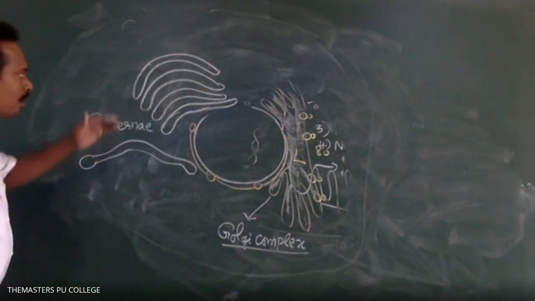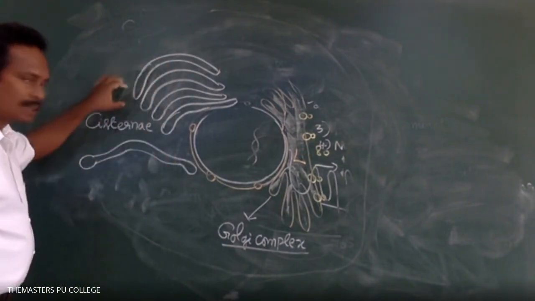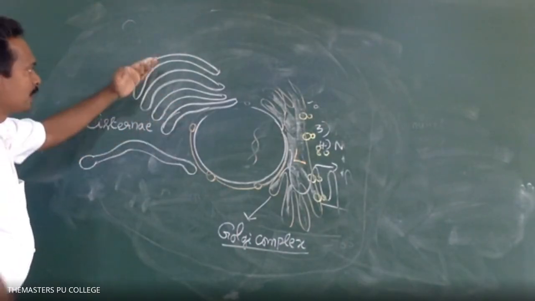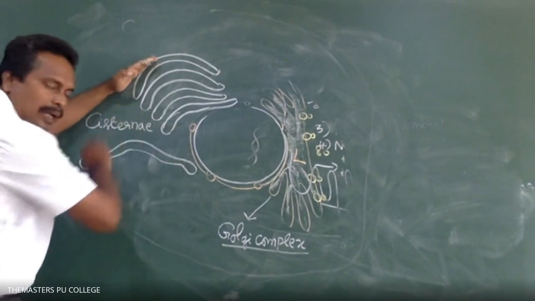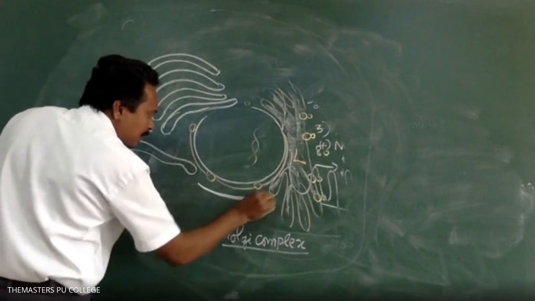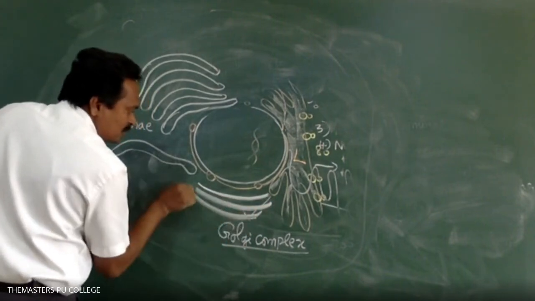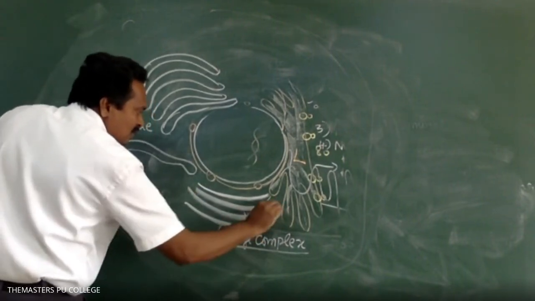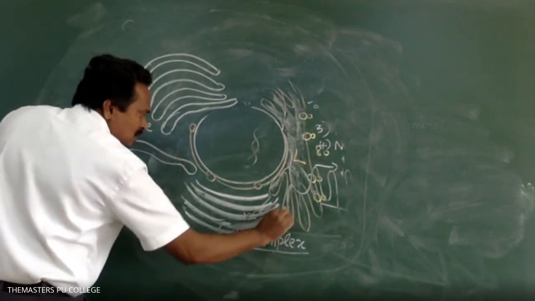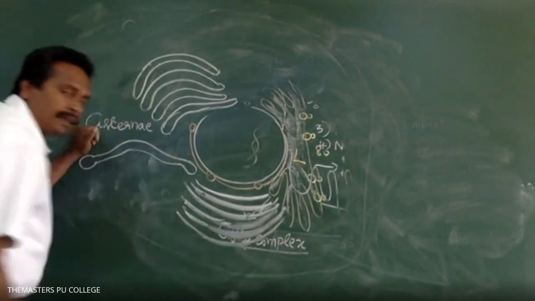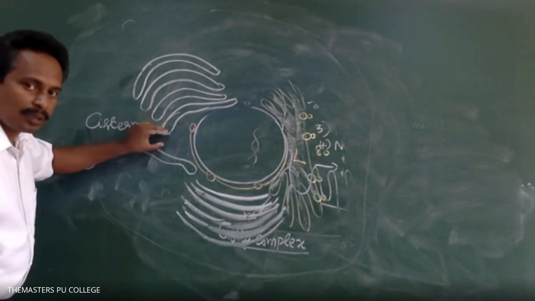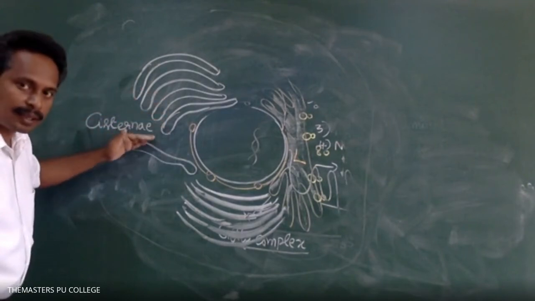Here, I have drawn the Golgi system, the sac-like structures present near the nucleus. They are arranged in a concentric manner. The several flattened sac-like structures in a Golgi complex are called cisternae.